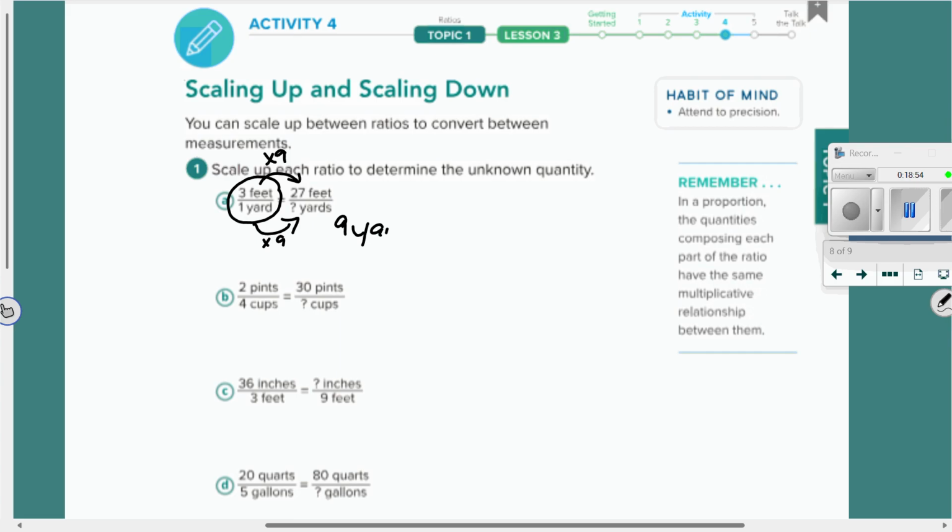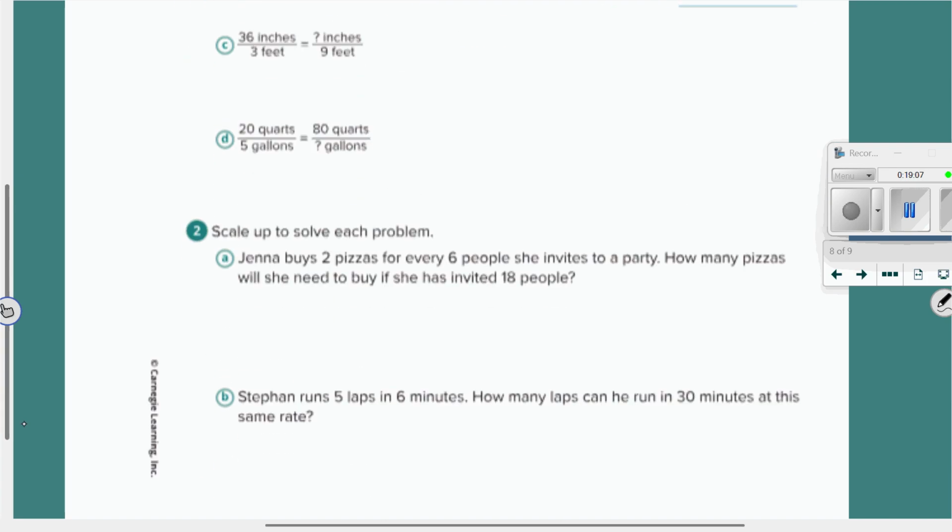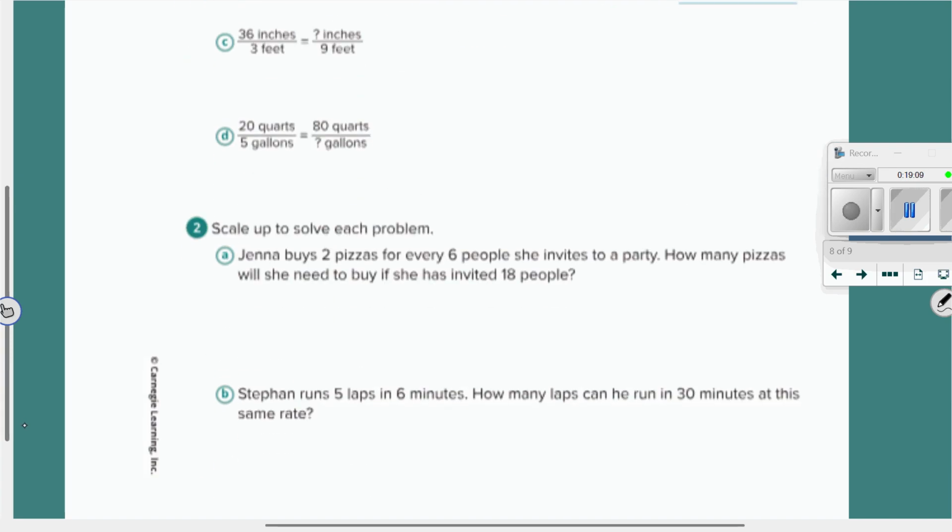9 yards. That is all you are doing. Got it? I want you individually to answer B through C and number 4 and 5 at the bottom of the 3 and 4 at the 2A and B at the bottom of the page.